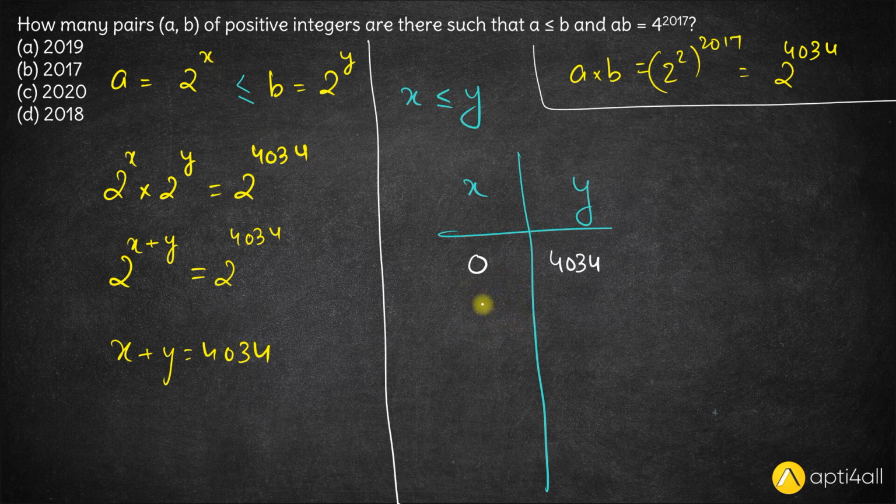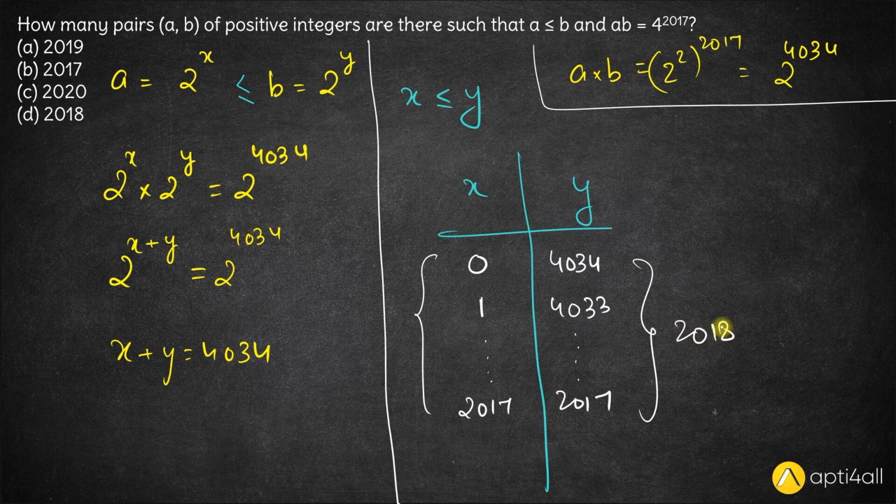Next integral value that x can take is 1. So if x is 1, y will be 4033. And this will go on till x becomes equal to y. So if x is equal to y, both of them will be 2017. Right? So x can take all values from 0 to 2017. So the total number of values x can take is from 0 to 2017, which is 2018 values. So there are 2018 pairs of x and y, hence there are 2018 pairs of A and B. So the answer to this question is option D, 2018.